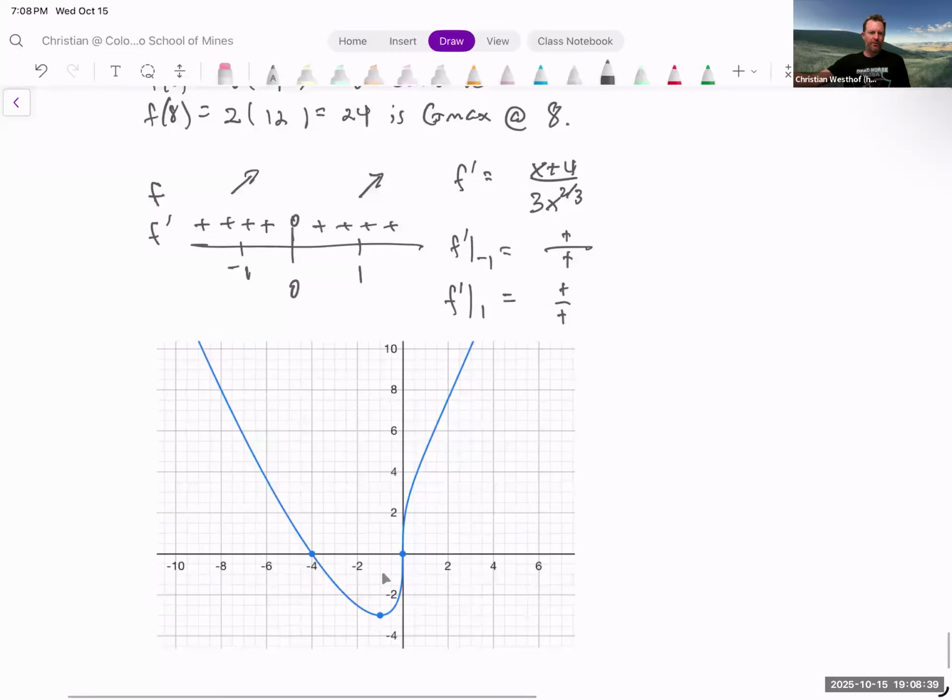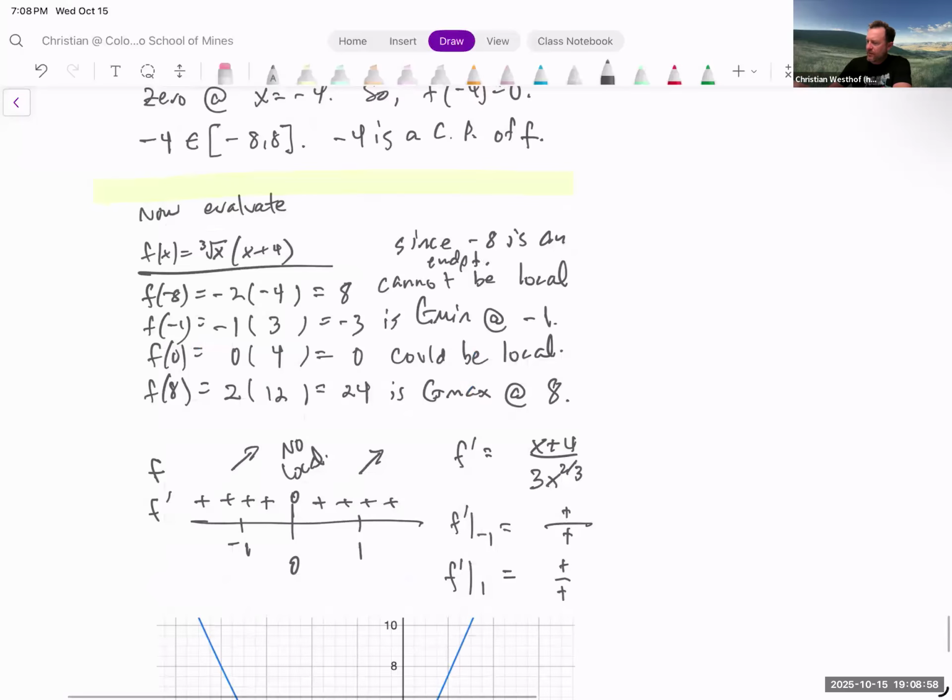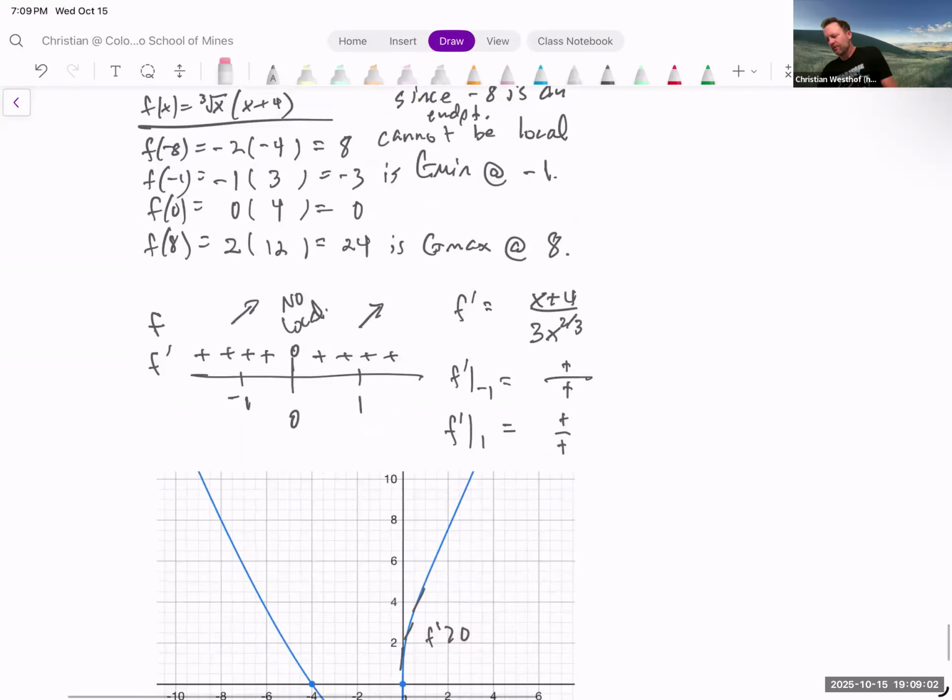The graph, as we approach 0, here's 0. As we approach 0, the derivative has positive slopes, and then it stays positively sloped. Here, f prime is positive. Here, f prime's positive. There's no switch in sign. There's no local. And I suppose we should have known that. We can't have a local because the derivative didn't exist there.